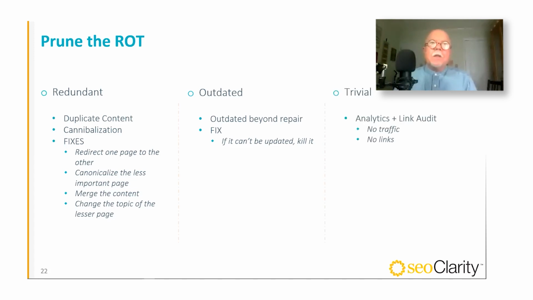And then finally, trivial content. By trivial here, we mean it's not working for you. For whatever reason, you look at your analytics and say, this just never drove any traffic. It never got attention. It's not earning any links. And maybe you've tried a few things. You've tried to improve it, grow it, whatever. For whatever reason, it's just not performing. Again, if you give it every chance, kill it. You've got to be willing to prune your non-performing content if you can't improve it.